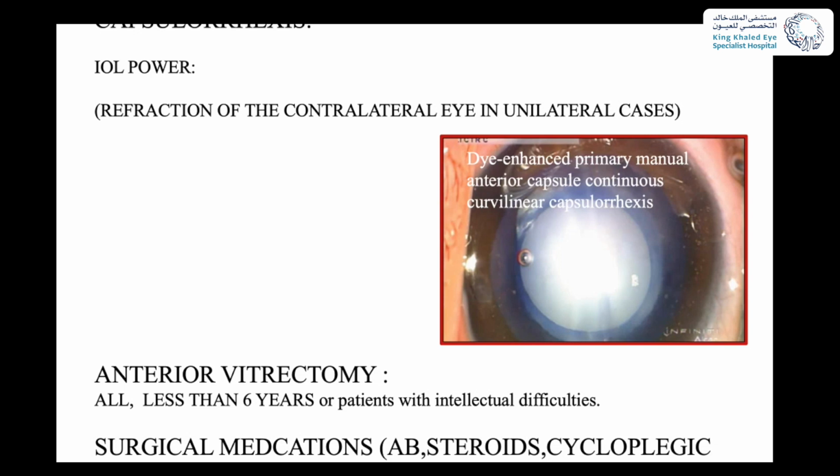If you ignore him, the child will come after a few weeks with secondary glaucoma, and it is difficult to manage at that time. But if you do it within the next 24 to 48 hours, up to 72 hours, you could rescue them.